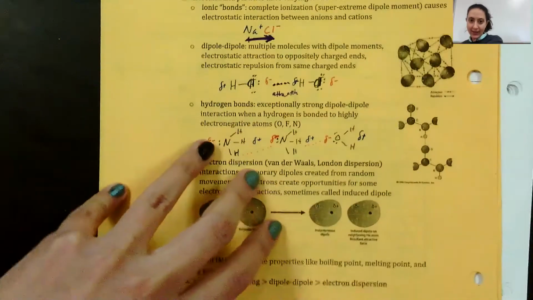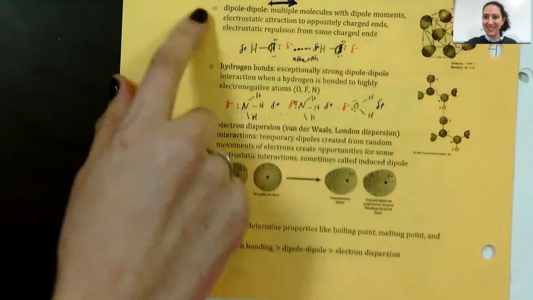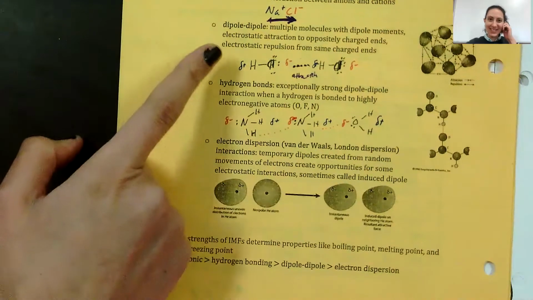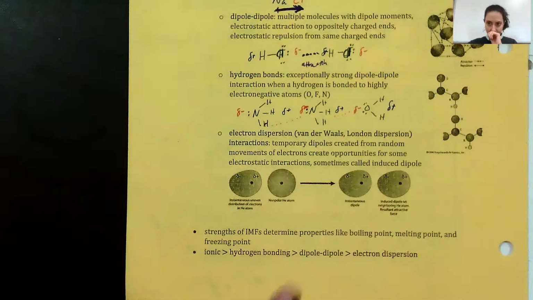The last one is electron dispersion, which is also known as van der Waals interactions or London dispersion interactions. This is the case for every single molecule. They all have these. Every single atom, every single molecule, this will happen. Even for hydrogen, because there's no monatomic hydrogen, it's always diatomic. For these other ones, it just depends on the structure of the molecule. Does it have a dipole, and is it an extreme dipole like with hydrogen bonds? Everything has electron dispersion forces.